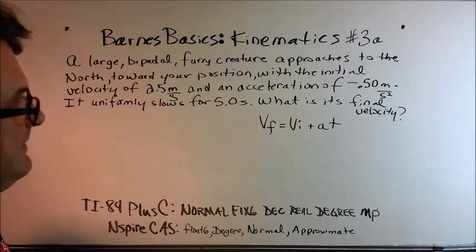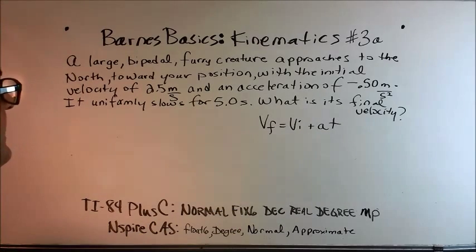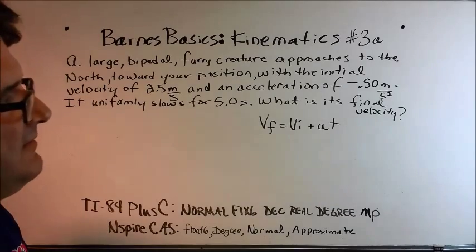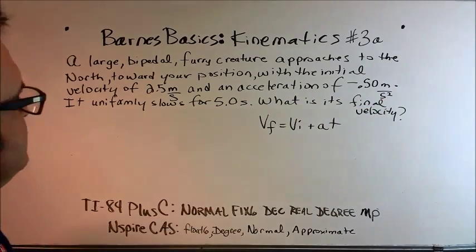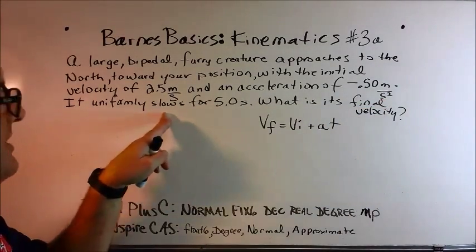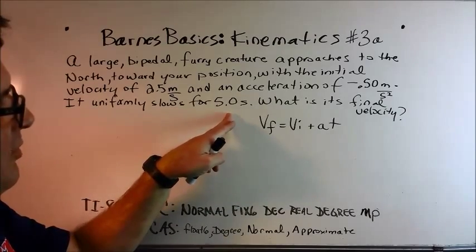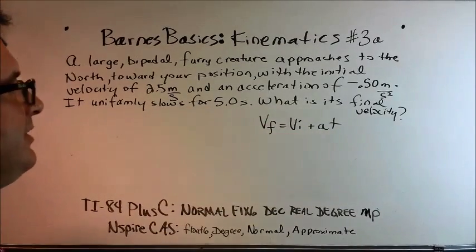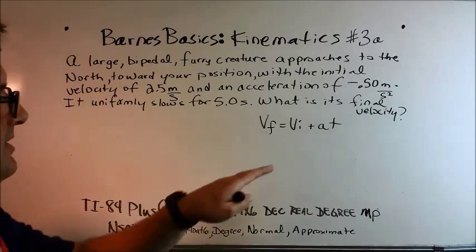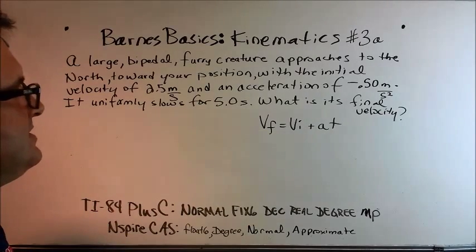document. So here's how the problem reads. A large bipedal furry creature approaches to the north toward your position with an initial velocity of 2.5 meters per second and an acceleration of negative 0.50 meters per second squared. It uniformly slows down for about 5.0 seconds. What is its final velocity? Showing you the formula that we're going to plug into in just a minute.